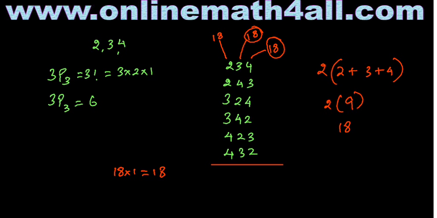So this is a sum in tens place. 18 has to be multiplied by 10, so we'll be getting 180.